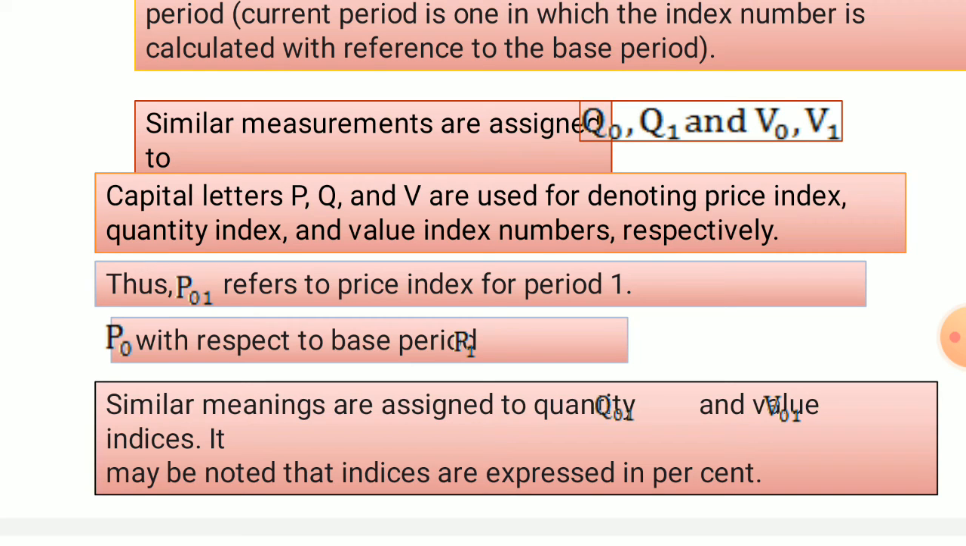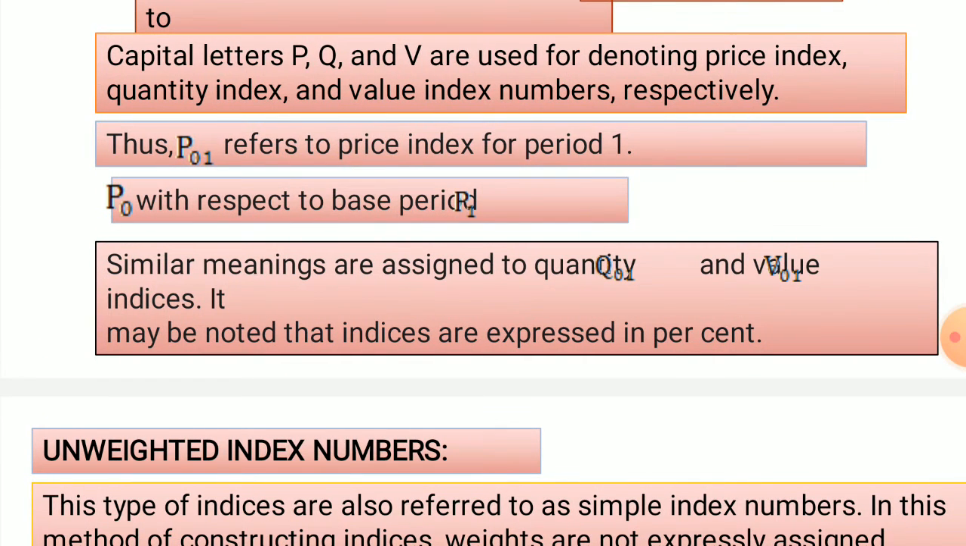So the capital letters P, Q, and V are used for denoting price index, quantity index, and value index numbers respectively, V meaning the value. Therefore P01 refers to price index for period 1 with respect to base period, base year price, and similar meanings are assigned to the quantity and value indices.